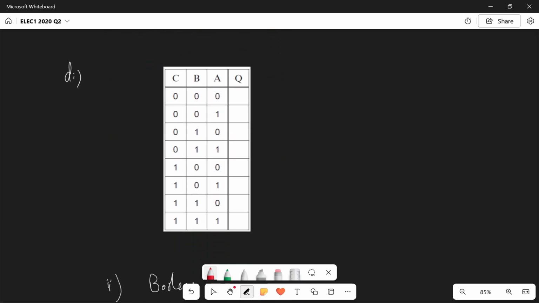Okay, part D. For part 1, complete the truth table for the output Q of the multiplexer circuit shown below. Multiplexers are fairly straightforward as long as you remember that the outputs are determined by the attachments to whichever power rail, the plus or the 0, that they're attached to, and that 0, 0, 0 is D0, and the bottom one, 1, 1, 1, is D7. So as long as you remember that, then hopefully things will be fairly straightforward.